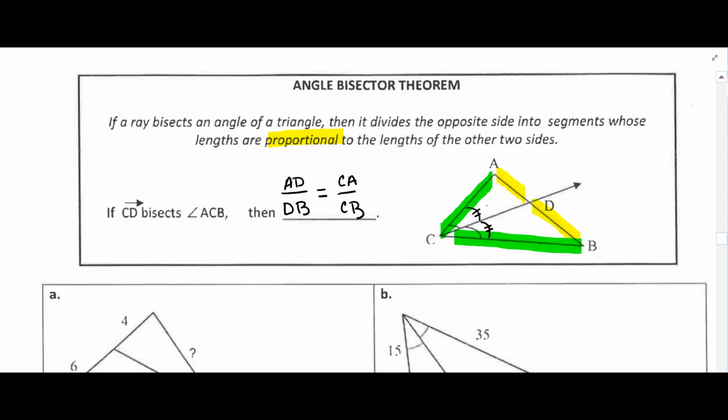Now, sometimes I like to write it as green over yellow and green over yellow. So, or we could write it as CA over AD is equal to CB over DB. Okay, so CA was the green, AD was the yellow, CB was the green, and DB was the yellow. So however you like to visualize it, it's fine as long as you do it in a consistent order. So the first one we did yellow over yellow equals green over green, or you could switch it around the way we did it the second time.